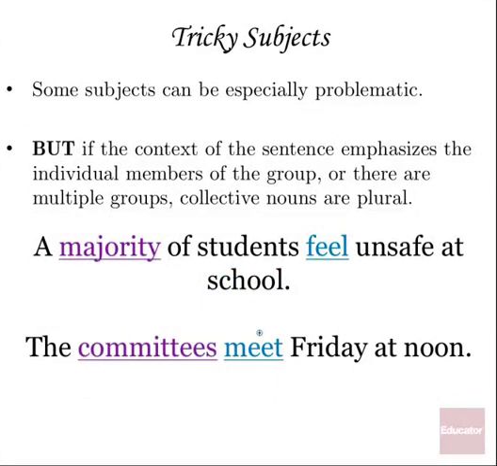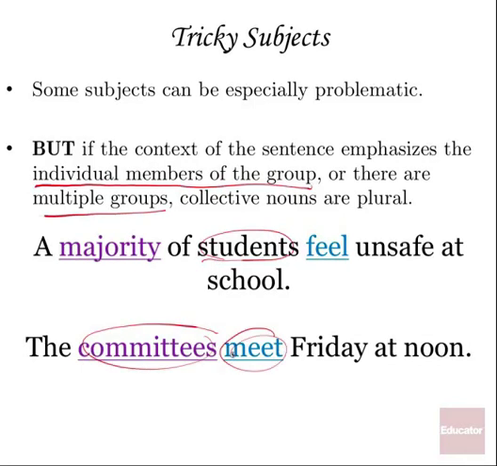Now, there's an exception to the exception. If the context of the sentence emphasizes the individual members of the group, or there are multiple groups, collective nouns are plural. So in this case, a majority of students, we're emphasizing the students, so a majority of students feel unsafe at school. We're talking about how many individual students feel this way, not about a majority of students as a group feels unsafe. The group itself does not have feelings, only individuals do. Or the committees, well, here we have a group of groups, well, they meet. You use the plural verb, Friday at noon.